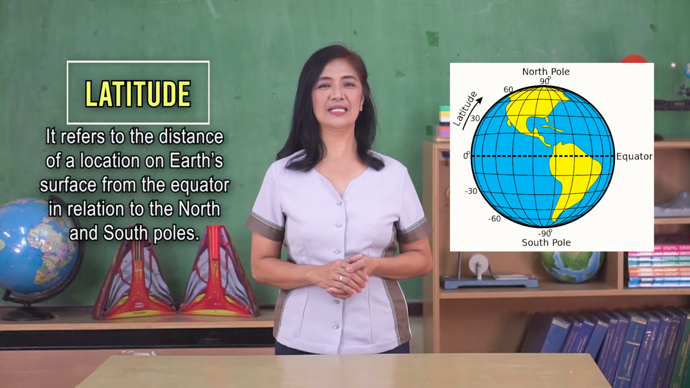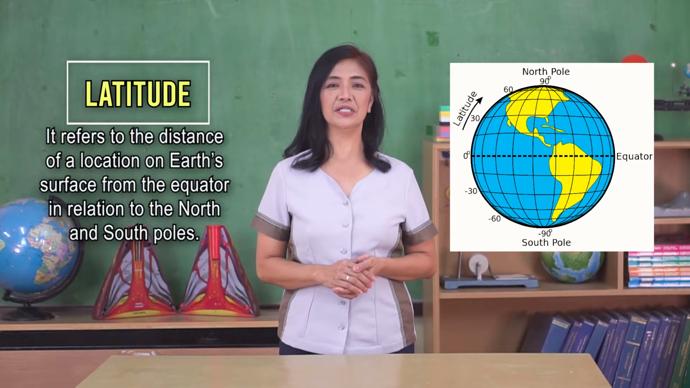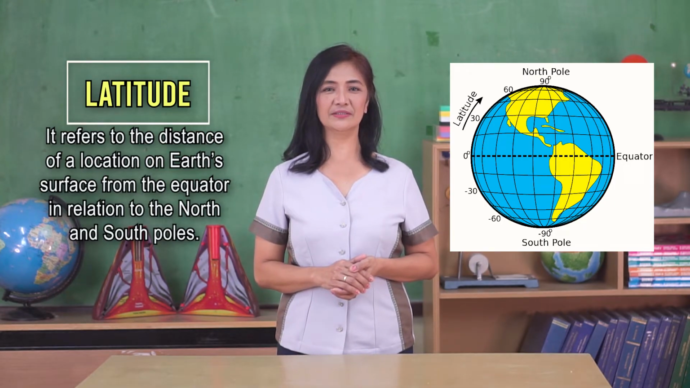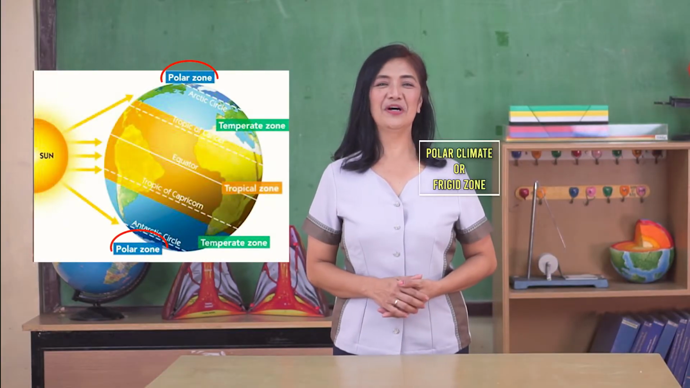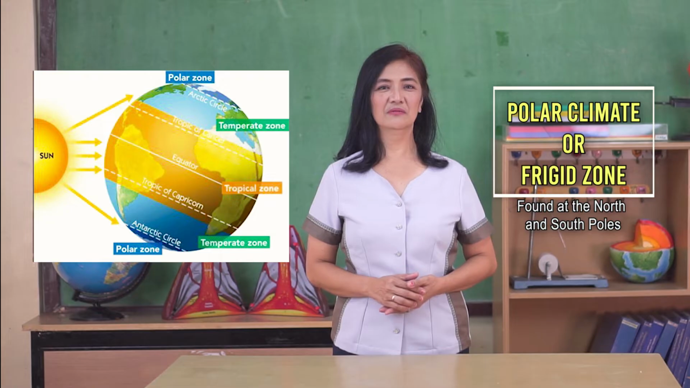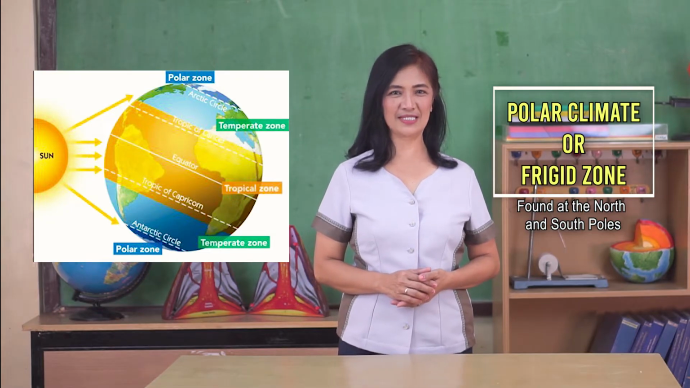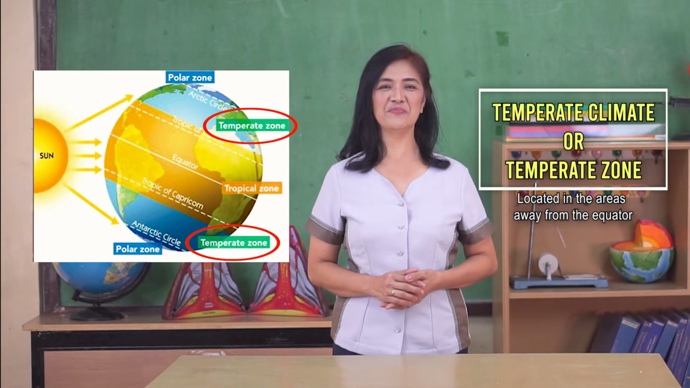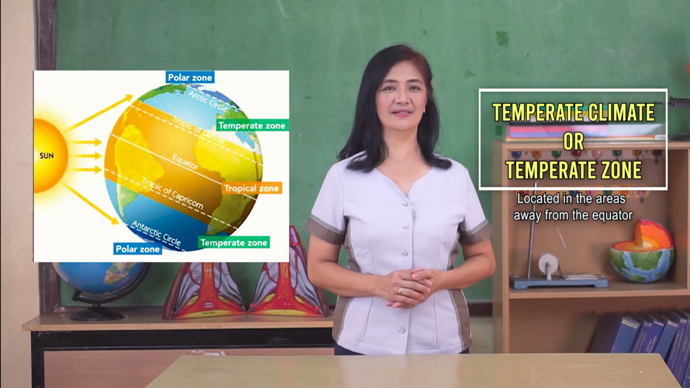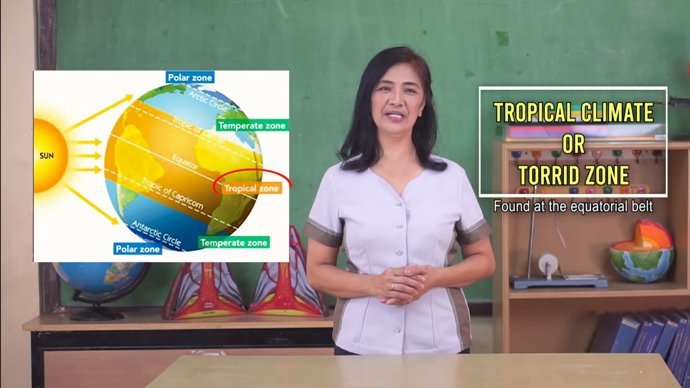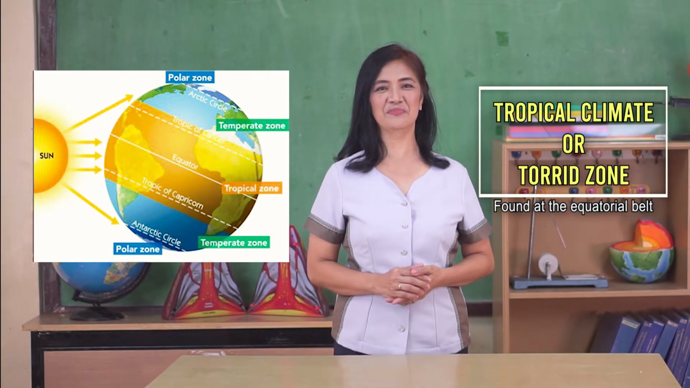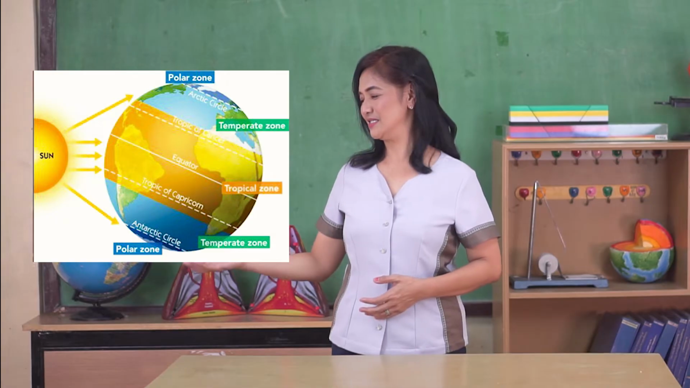Latitude refers to the distance of a location on Earth's surface from the equator in relation to the North and South poles. Based on latitude, the world's climates are classified into three types. They are the polar climate or frigid zone, found at the North and South poles, the temperate climate or temperate zone, located in the areas away from the equator, and the tropical climate or torrid zone, found at the equatorial belt. Let us see this illustration.